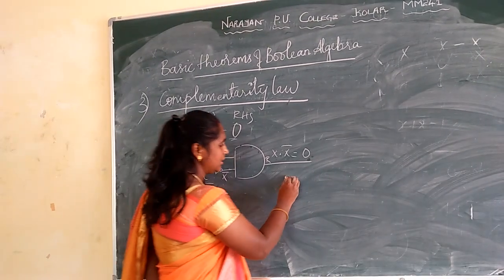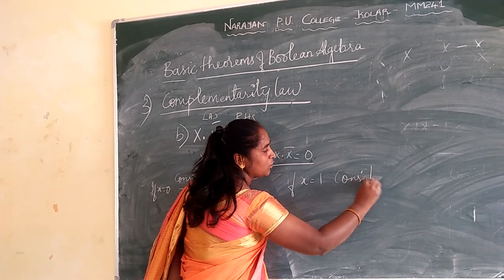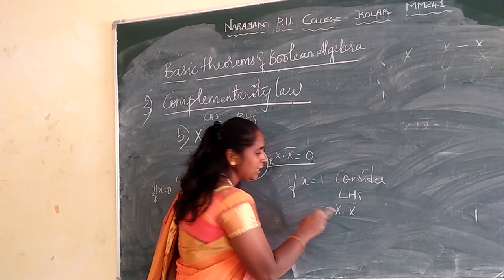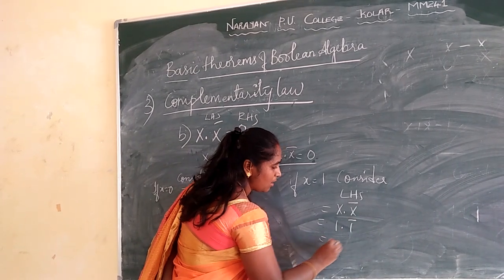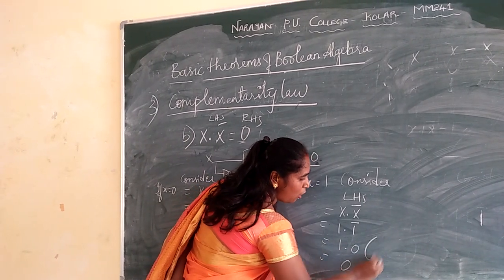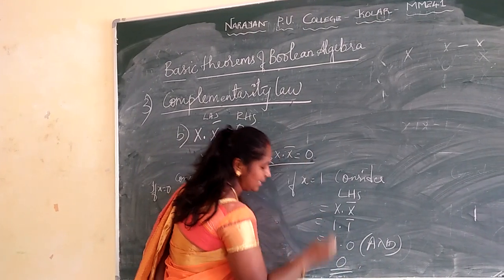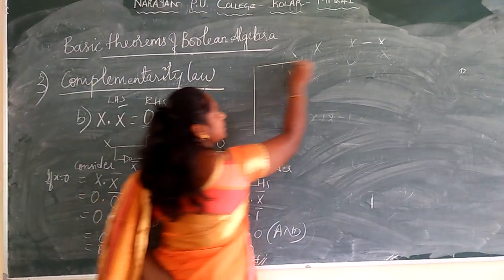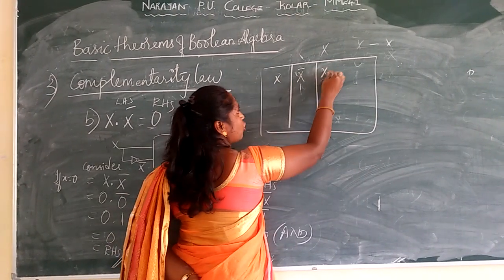Next, consider x equal to 1. Consider your LHS, that is x dot x bar. In place of x, you are going to substitute the value 1: 1 into 1 bar. 1 as it is, the complement of 1 becomes 0. 1 into 0 is nothing but 0, according to your AND relation. So 0 is your RHS, and RHS has been proved.